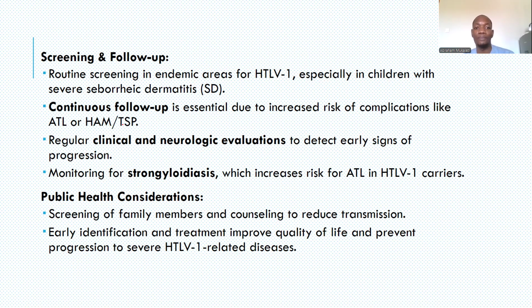And then you can also monitor for parasitic infections, because you know that this virus weakens your immunity against these parasites. So you have to make sure you do the routine deworming and the rest. And you can also continuously follow them through to see if they have high parasitic burdens. Then in public health considerations, you can have things like screening family members and counseling them to reduce transmission, and then identification and treatment to improve the quality of life, and also prevent progression to other immune suppressive diseases that can come with infection of the HTLV1.